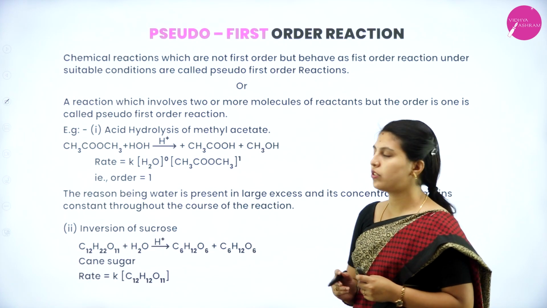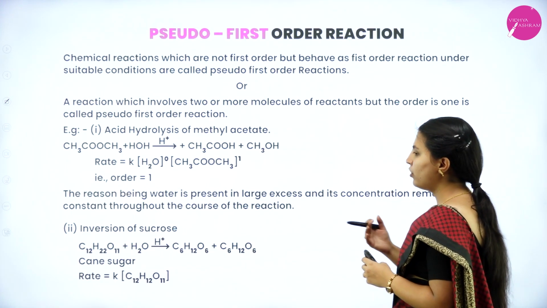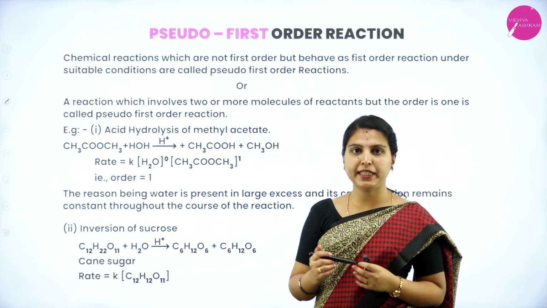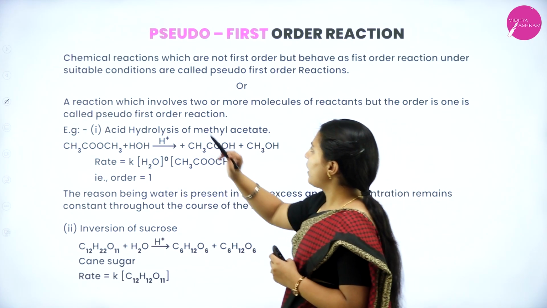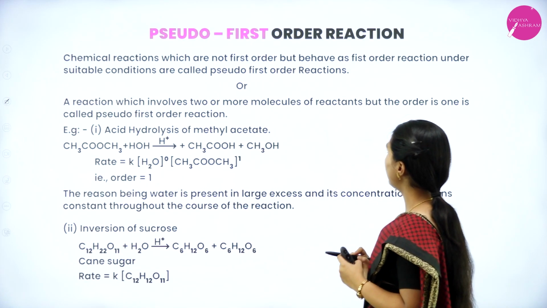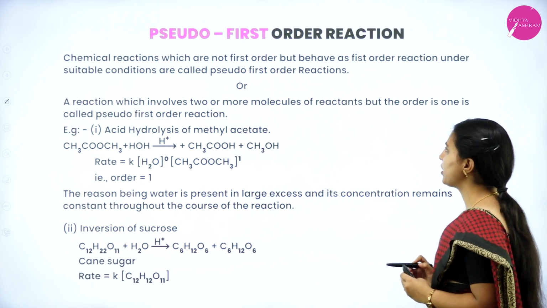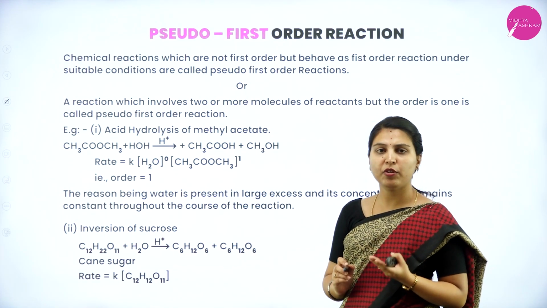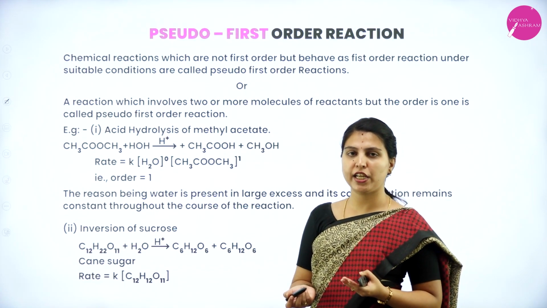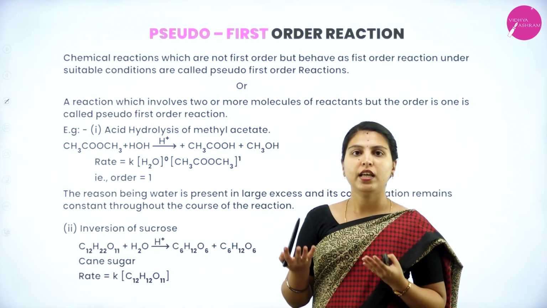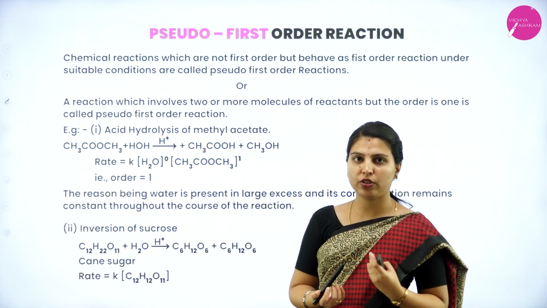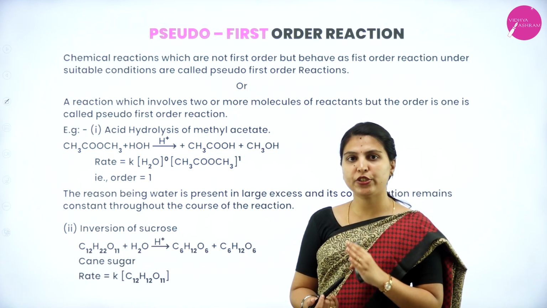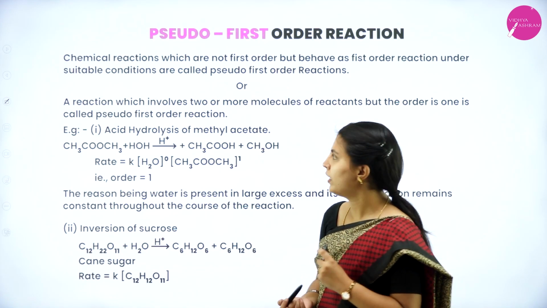Next, pseudo first order reaction. Pseudo means false, or not completely true. Chemical reactions which are not first order but behave as first order reactions under suitable conditions are called pseudo first order reactions. Some reactions behave like first order reactions but do not follow the overall factors of a first order reaction. Those kinds of reactions will be considered pseudo first order reactions.